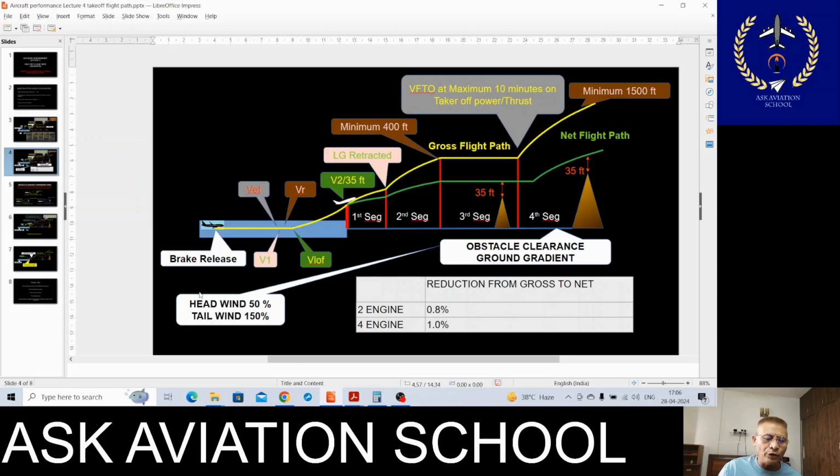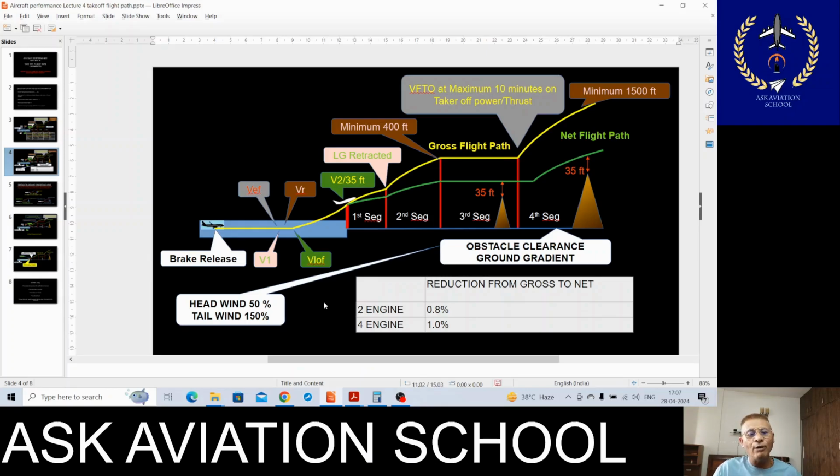Here, I am going to reiterate one thing. This consideration of 50% of the headwind or 150% of the tailwind is done at the manufacturer level when they are preparing the graphs and the tables for us in the flight manuals. I repeat, this application of 50% headwind and 150% tailwind is done by the manufacturer while preparing the graphs and the tables for us. As far as the flight crew is concerned, I will be using the tower reported wind or the actual wind which is prevailing at that moment of time.